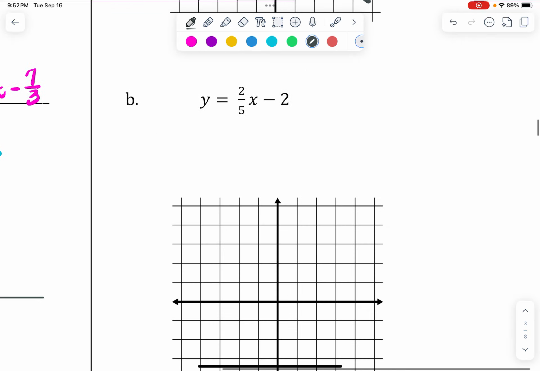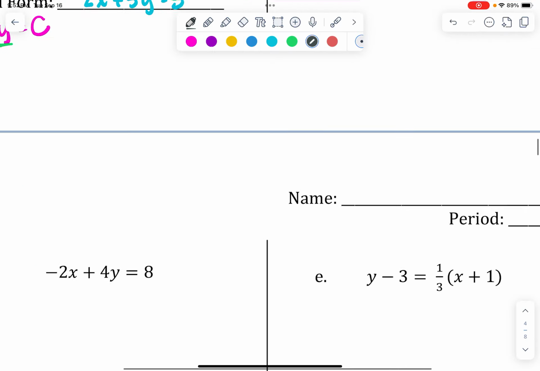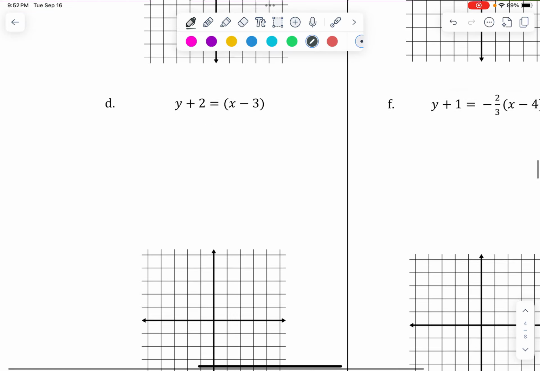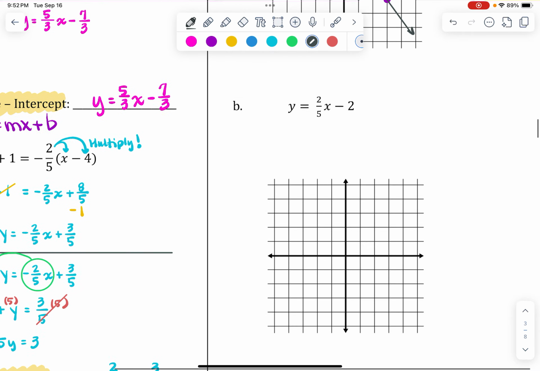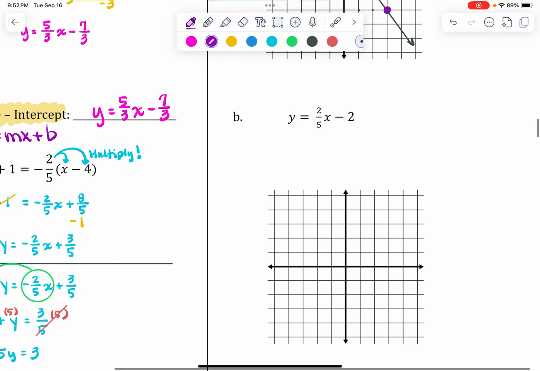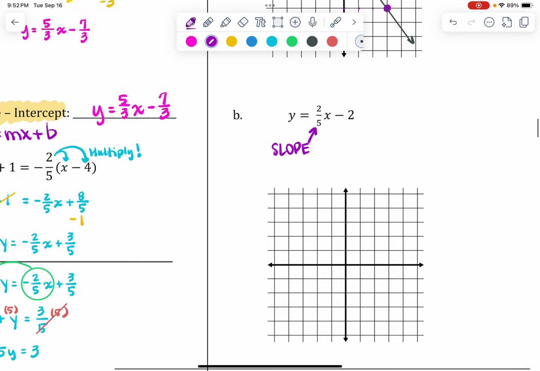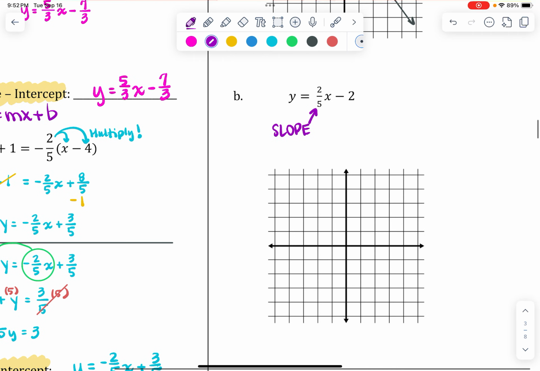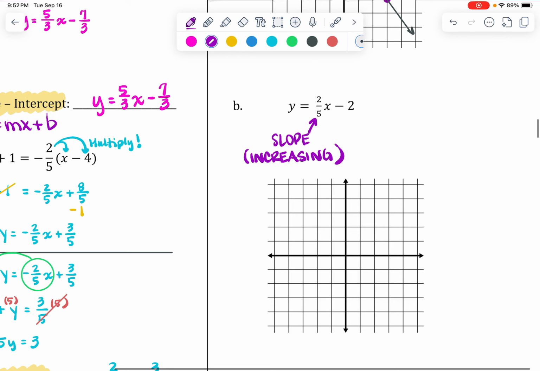All right, let's go look at B. Sorry, I'm hopping around. Never mind. Okay, B is also in y equals mx plus b form. So let me try to use the same colors. So now my slope is a positive 2/5. What kind of line should I expect if my slope is positive? That would be an increasing line, right? So I'm just going to write that down so I don't forget. And then, of course, my y-intercept is negative 2.